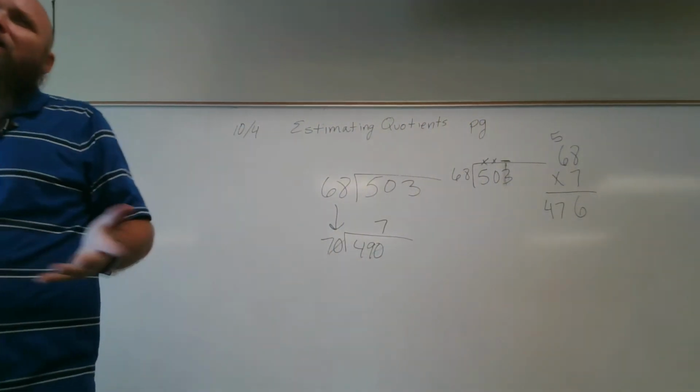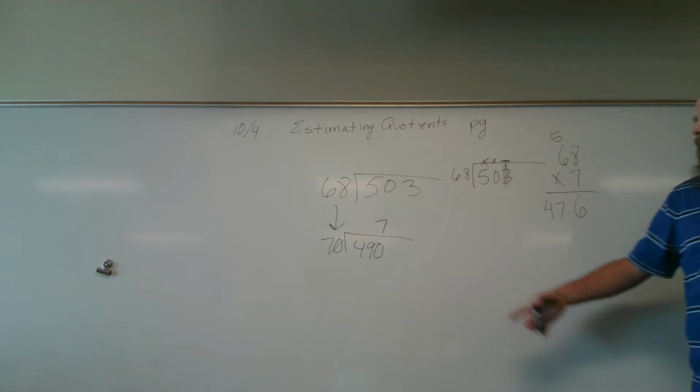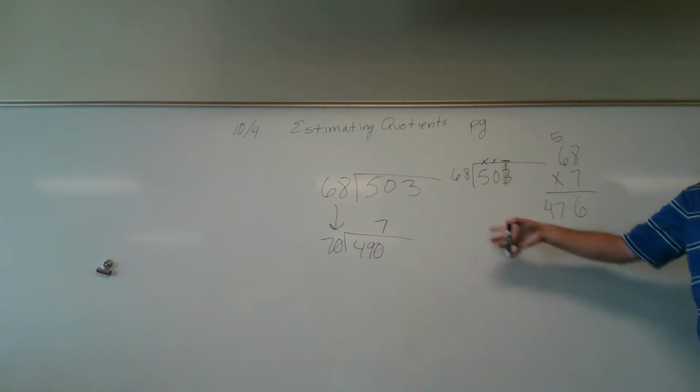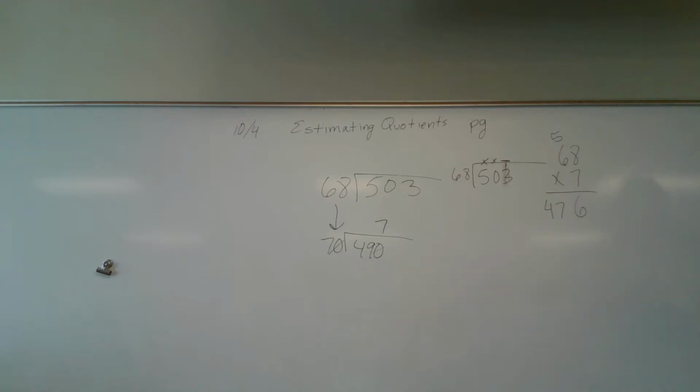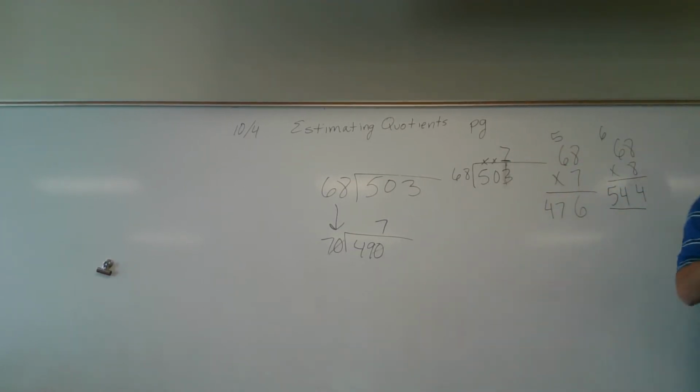Now, let's just say I haven't taught this lesson before, and so I don't know if this is close enough to 503 or not. I can also multiply 68 times 8 and get, is that right? Yes. 6 times 8 is 48 plus, no, that's not. 6 times 8 is 48 plus 6 is 54. Okay, so 544 is too big. This product is too big, so it cannot be 8. It has to be 7. I have to put the 7 there.